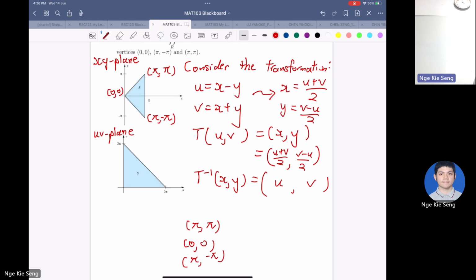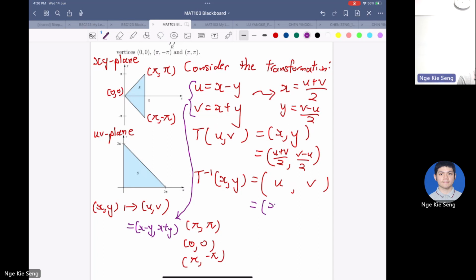How do you determine XY going to UV? Given XY, how do you find UV? This is actually given by the first part here. This is just x minus y and x plus y. So what's this map here? This is the inverse map, right? U equals x minus y and v equals x plus y. So this is the inverse map.